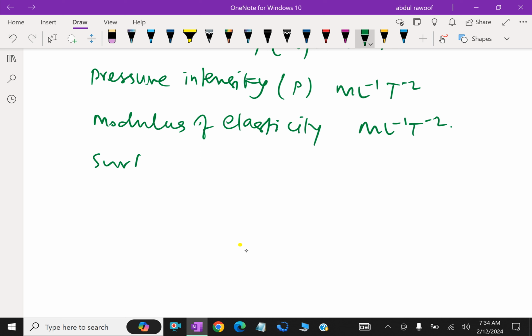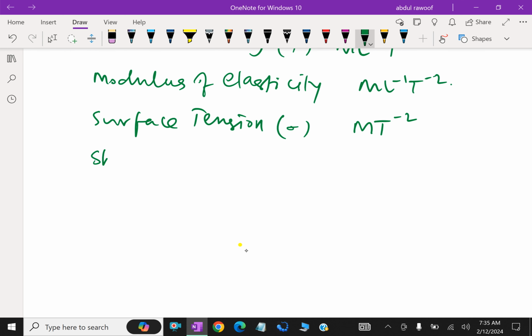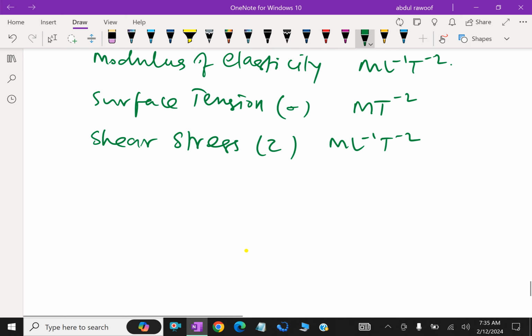Surface tension is M T power minus 2. Shear stress, tau, is equal to M L power minus 1 T power minus 2.